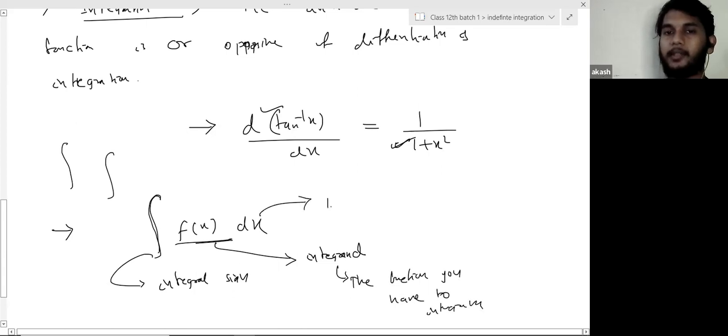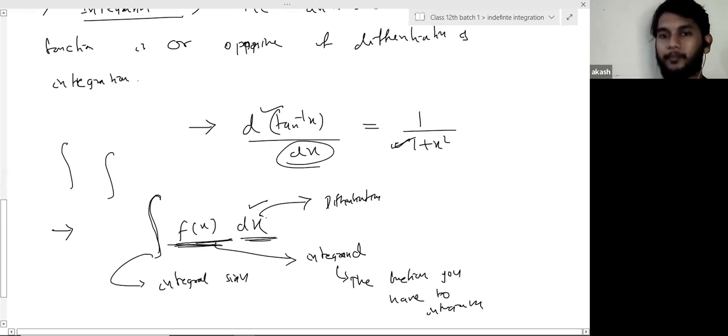What is dx? Differential. With respect to what variable do you want to integrate? Here you want to differentiate with respect to x, here you want to integrate with respect to x. All right, dx, differential of x. You want to integrate with respect to x. That means f of x should also be in terms of x.